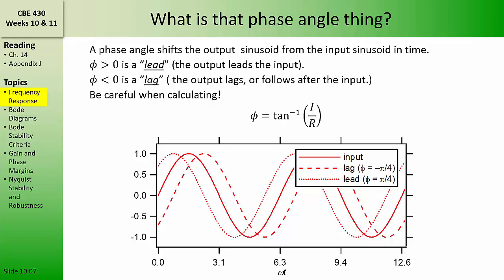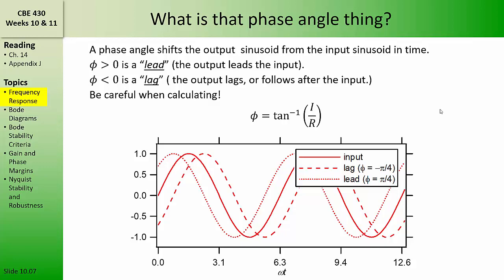A phase angle greater than 0 means that the output function will lead the input function. An example of a phase angle greater than 0 is shown in the dotted line on this plot, where changes in the output signal occur before the similar changes in the input signal. A phase angle of less than 0 means that the output signal lags the input. And that's shown in the broken line in this plot, where after the input signal reaches its peak, the output signal reaches its peak. These shifts are minus pi over 4 and plus pi over 4 radians.